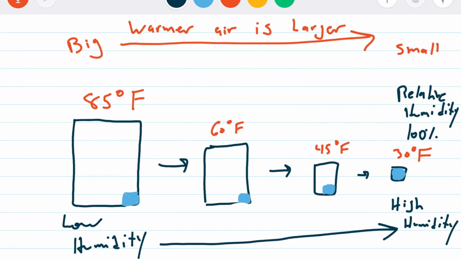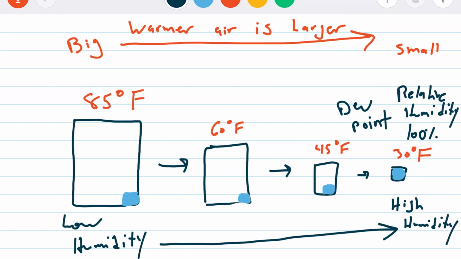When it gets to 30 degrees Fahrenheit and it is at 100% relative humidity, we call this the dew point. And the dew point is the temperature of a day. It changes daily. Dew point is the temperature of a day that will cause water vapor to go from a gas in the air back to a liquid that has to latch onto something.